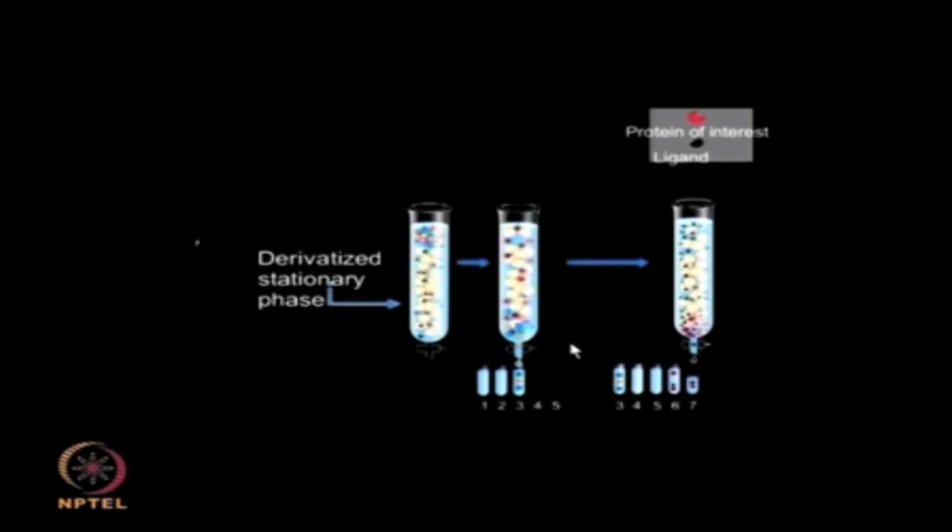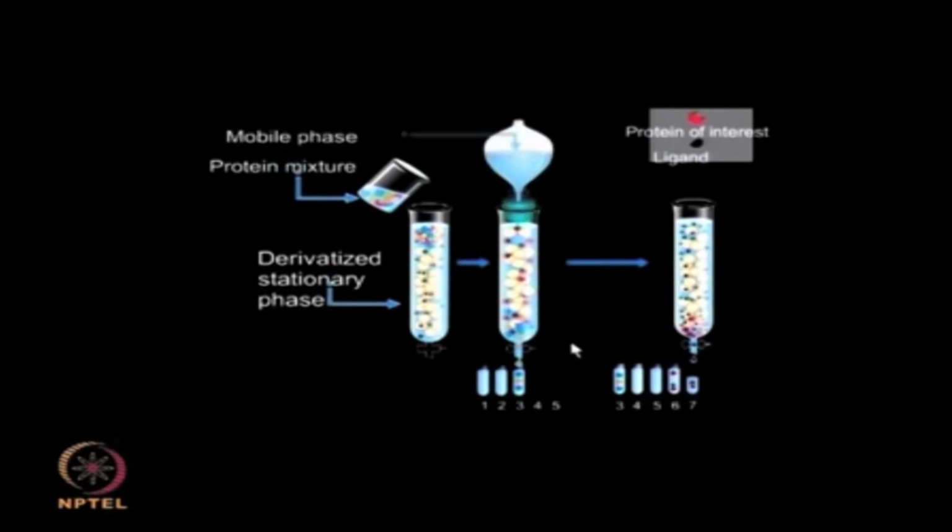The derivatized stationary phase: the stationary phase resin in affinity chromatography consists of a covalently bound ligand that will specifically bind the protein of interest by interacting with it. The protein mixture: it is an unpurified protein mixture which consists of proteins having different properties and interaction specificity for the ligand bound to the column matrix.